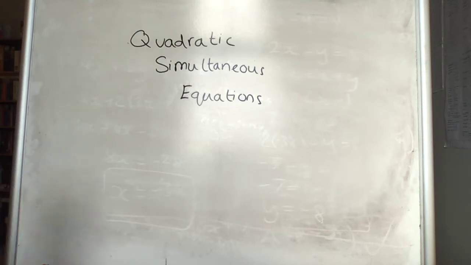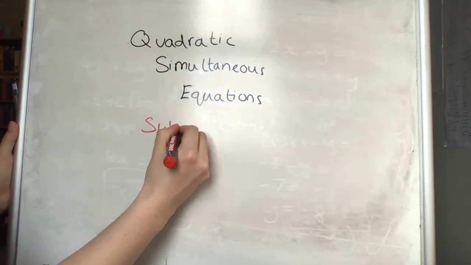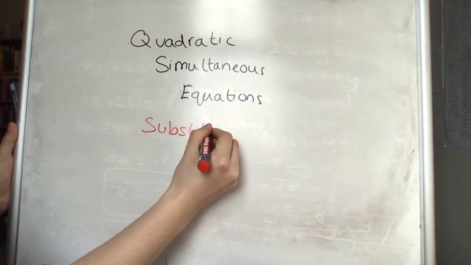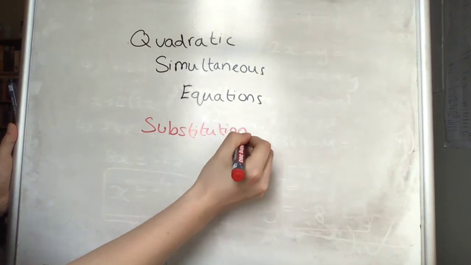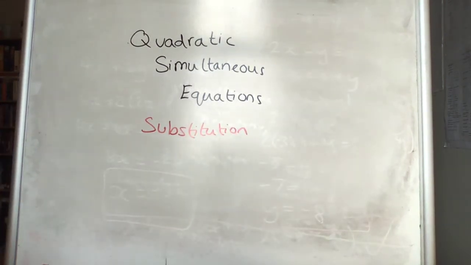To solve simultaneous equations involving one linear equation and one quadratic equation, you need to use substitution. Okay, so let's write this down. And again, I looked at the difference between substitution and elimination in the previous video. So simultaneous equations with one linear and one quadratic equation can have up to two pairs of solutions, and you need to make sure the solutions are paired correctly. So let's have a look at what I mean by looking at an example.